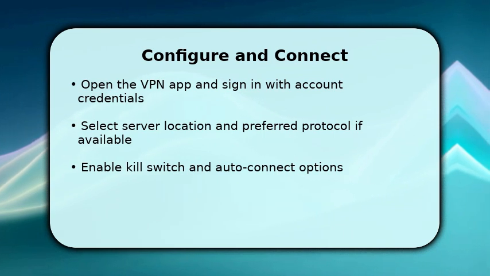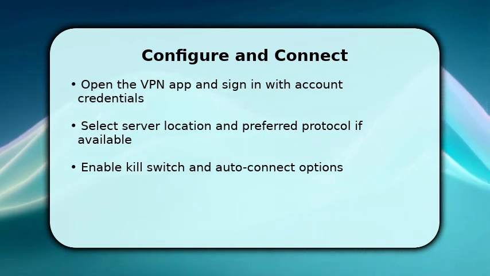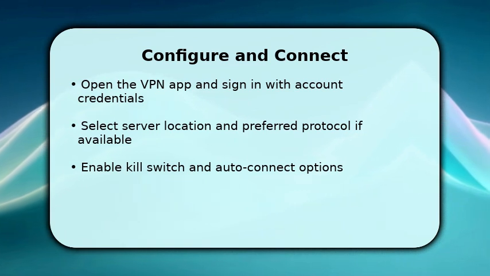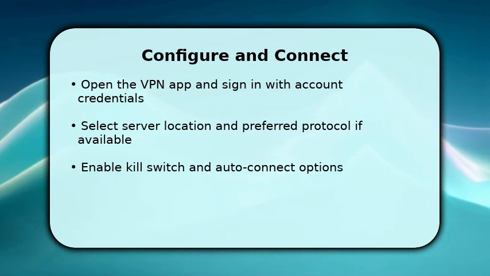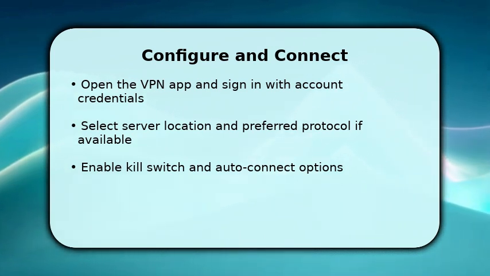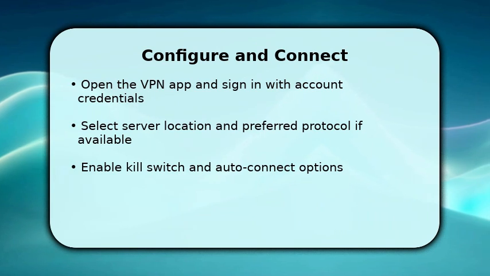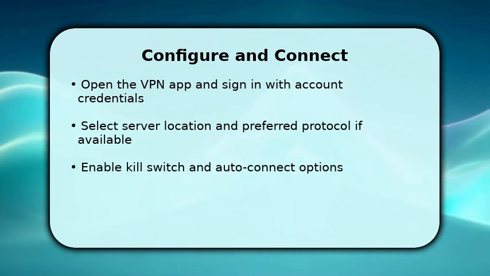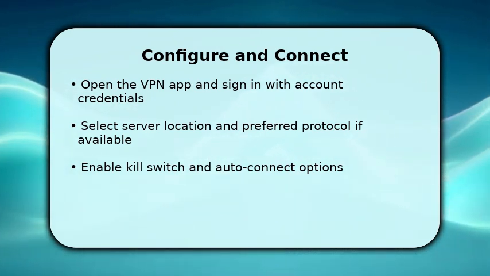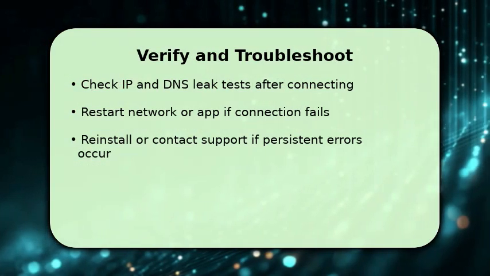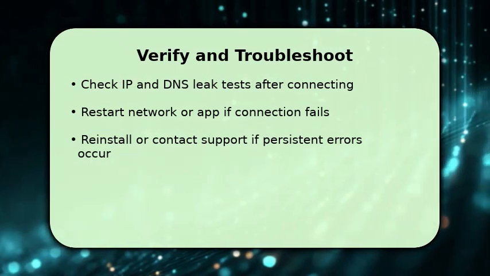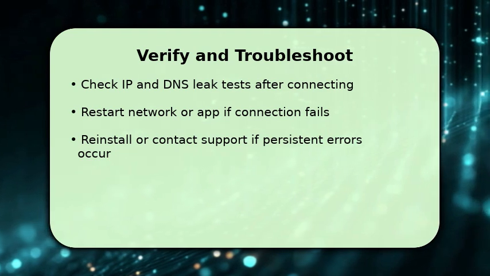Next, pick a server location based on speed or purpose. Closer for speed, different country for geo-unblocking. If the app lets you choose a protocol, opt for the recommended default for balance of speed and security. Enable features like kill switch and auto-connect to protect traffic and avoid accidental exposure when switching networks. After connecting, verify that your IP and DNS are changed using a quick leak test to confirm protection.